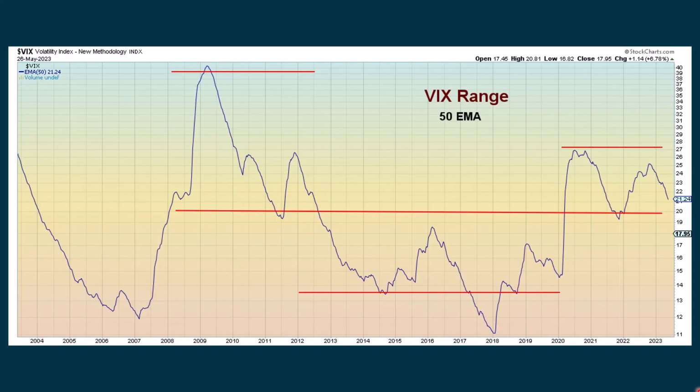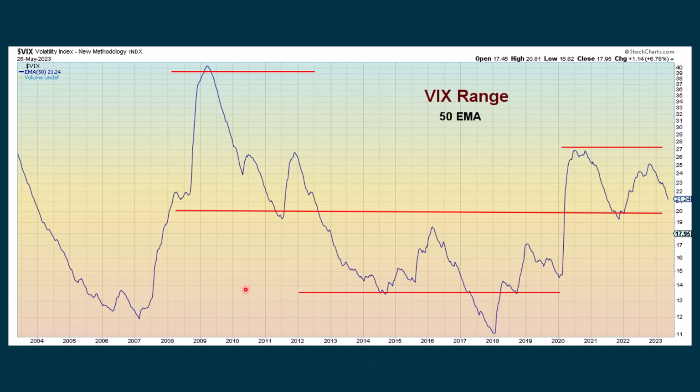The first chart is a chart of the VIX. You can't see the VIX on this chart. It is invisible, but I have a 50-period exponential moving average plotted on this chart. What we're looking for is called the VIX range. During different phases of the market, the VIX will go to a higher range. Sometimes it'll shift to a lower range.